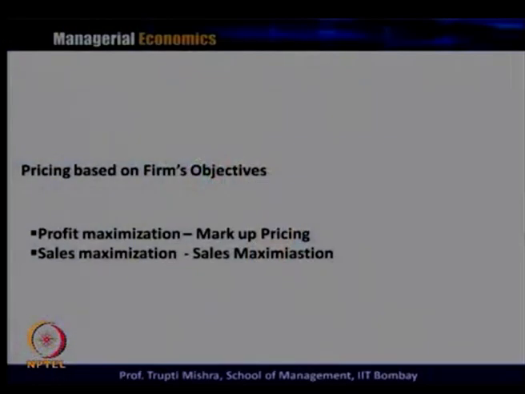Then the second category of pricing is based on the firm's objective. What is the base price here, or what is the objective here? There are two objectives for the firms. One is profit maximization, and the second is sales maximization. In case of profit maximization, generally markup pricing is followed, and in case of sales maximization, generally marginal cost pricing is followed.